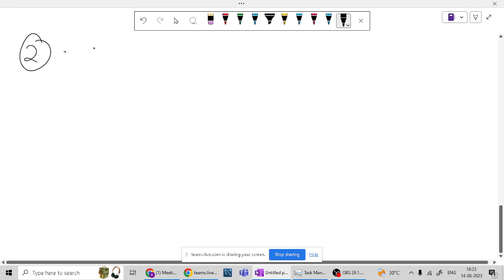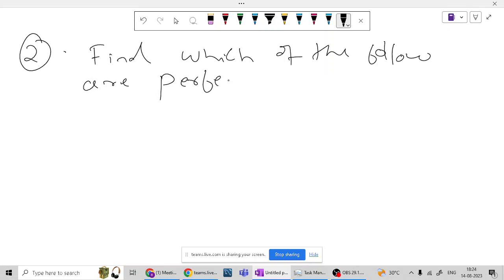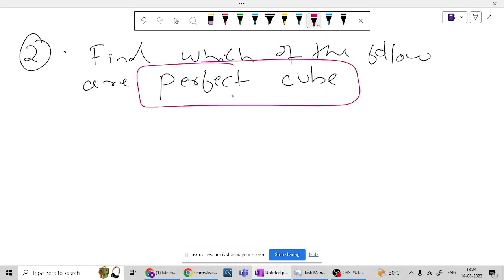Find which of the following are perfect cubes. Open page 47. What do you mean by perfect cube? Not square, sorry, perfect cube. I'll explain what a perfect cube is. Each base should be present 3 times. Not only base, in the sense of numbers: if the same number is present 3 times, we call it a perfect cube. If it is present twice, we call it a perfect square.